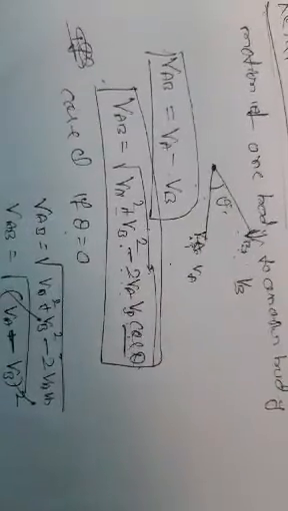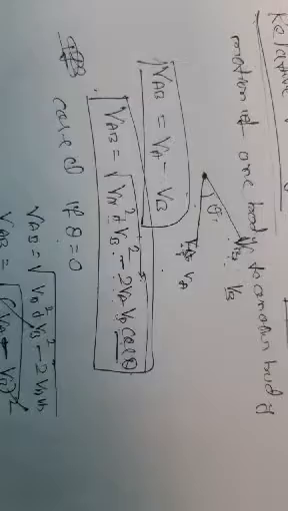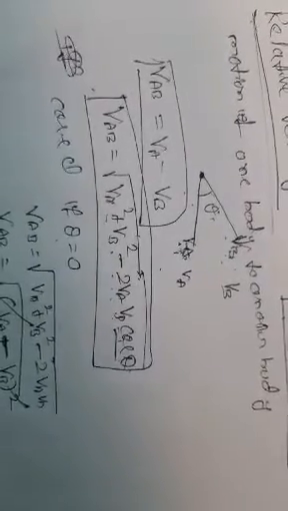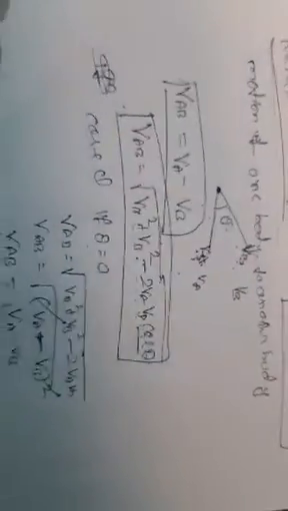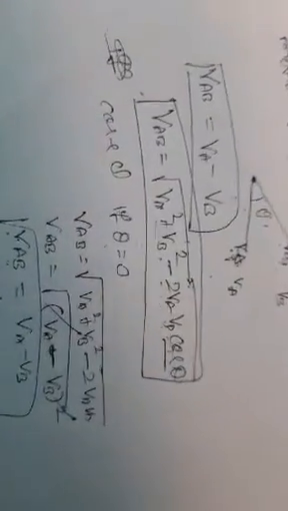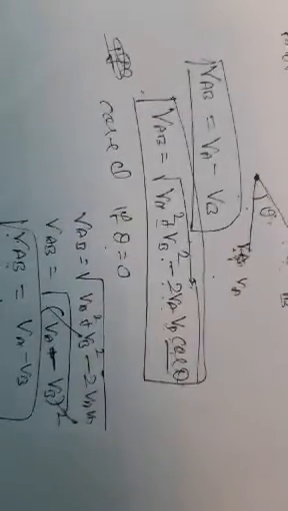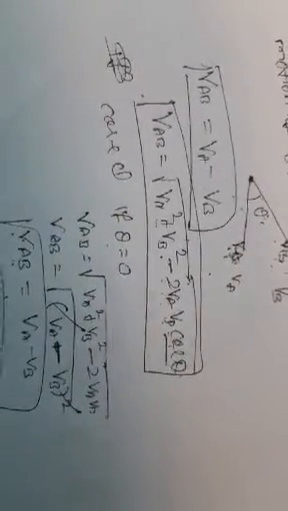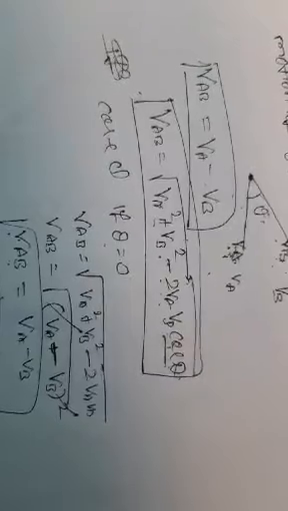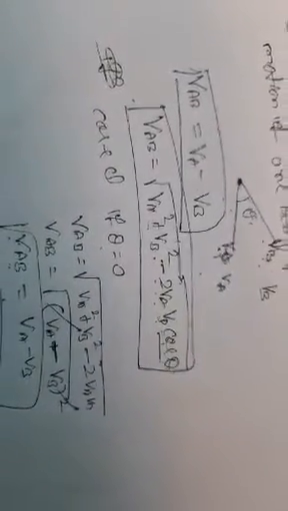That is the first case. If theta is equal to 0, what is the magnitude of relative velocity? The magnitude of relative velocity VAB is equal to VA minus VB. Next, the second case, case number 2. If theta is equal to 90 degree, what is the magnitude of relative velocity?